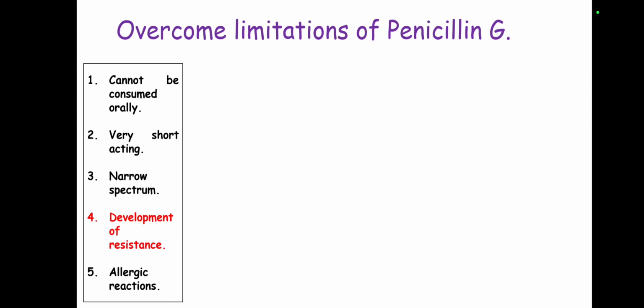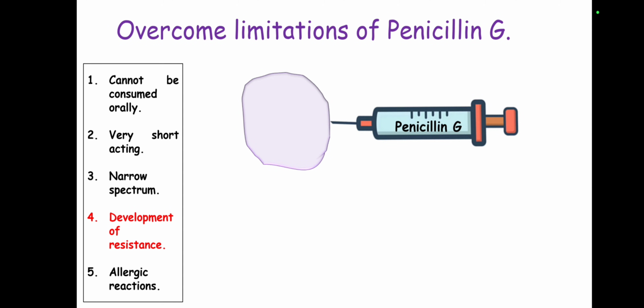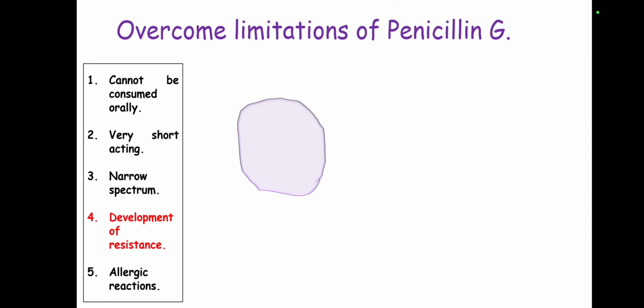Okay. Now coming to the fourth problem, that is development of resistance. Now to understand this concept, suppose this is a bacteria, gram positive bacteria. So normally whenever we give penicillin G, it will kill the bacteria. Now we keep on giving penicillin G for many years. Now these bacteria had a meeting, and in the meeting they decided that some persons are coming from outside and killing our people, so we will not tolerate this.